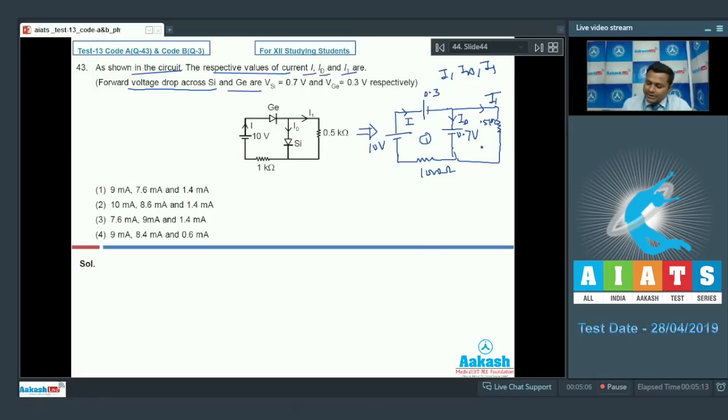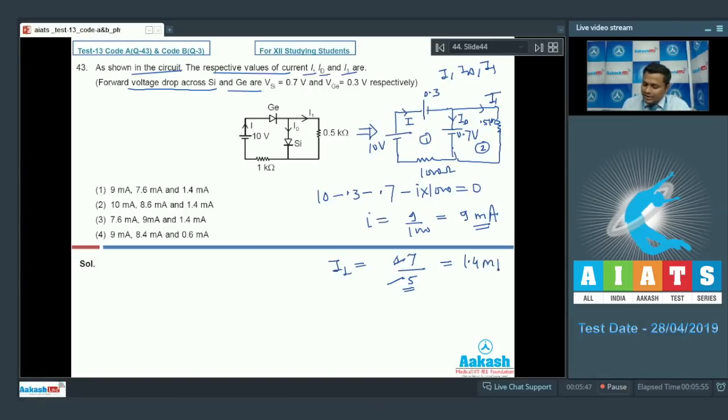Consider it as loop 1 and this as loop 2. In loop 1, applying KVL, we will get 10 minus 0.3 minus 0.7 minus I into R, that is I into 1000, equals 0. From here we will get the value of I, that is 10 minus 1, 9 by 1000, or we can write 9 milliampere. Now let us calculate the current I1 as well. I1 can be written as the total potential drop 0.7 divided by total resistance 0.5 kilo ohm. So when we solve, the answer comes in milliampere, 1.4 milliampere.